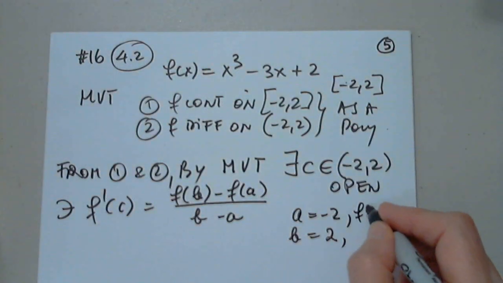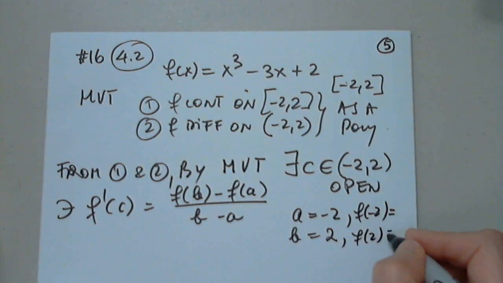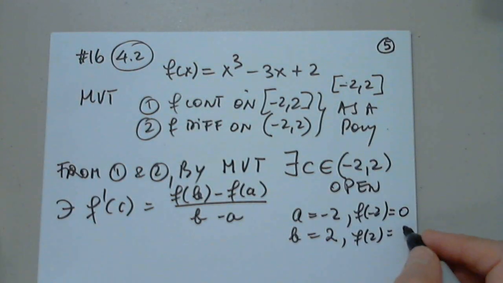On the side, I will find f of -2 and f of 2. I'll share my screen and put it in the graphing calculator. I have x cubed minus 3x plus 2, and all I want to plug in is negative 2 and 2. For negative 2 it is 0, and for 2 it is 4. Fine.